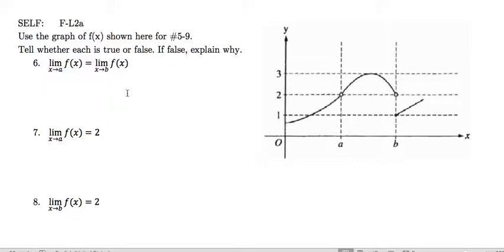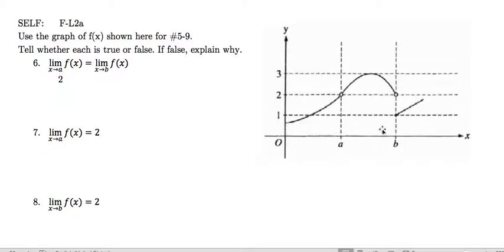So the first one says the limit as x approaches a is equal to the limit as x approaches b of this function. So let's find what each one of those are. As I approach a, of course that implies from both directions. As I approach a from the left, it looks like my y values approach 2. And the same is true from the right. As I approach a from the right, I also get 2, which tells me that the limit as x approaches a of f of x, or this part of the problem, is in fact 2.